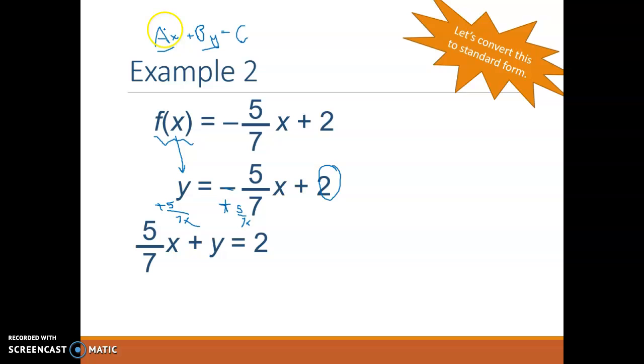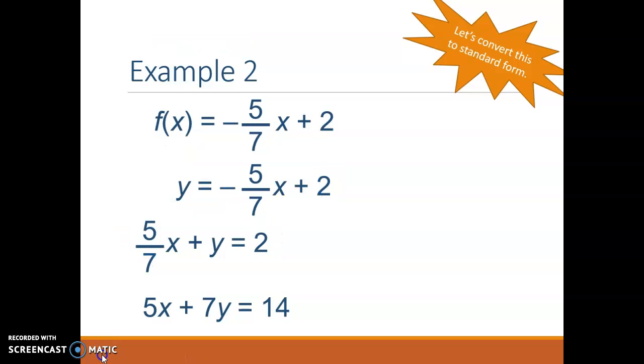Now, we're not quite done yet because we do want these to be integers. We don't want 5/7. And the way that we eliminate a fraction, or eliminate a denominator, is by multiplying by whatever is in the denominator. So if we multiply this whole thing times 7 and distribute the 7, in this first piece, 7 times 5/7 is just 5. 7 times y is 7y, and 7 times 2 is 14. We now have this in standard form, where our a, b, and c are integers, and our a term is a positive number. It is not negative.